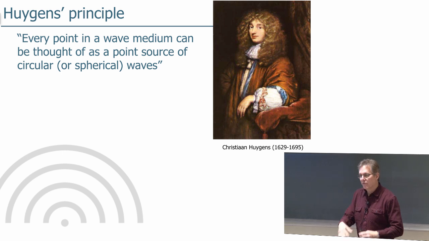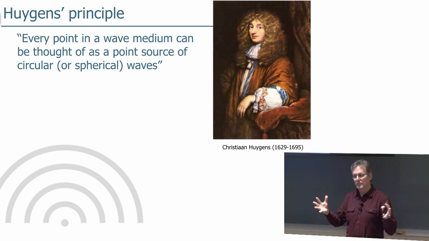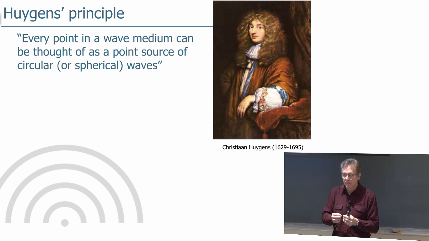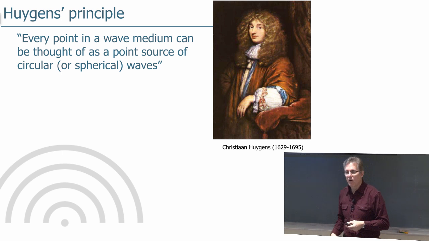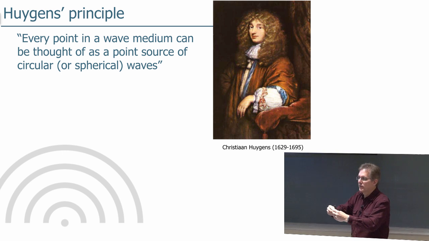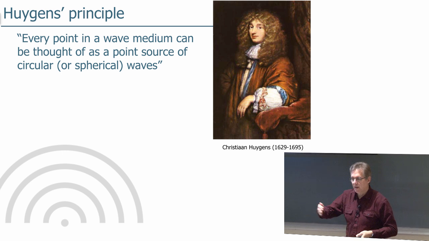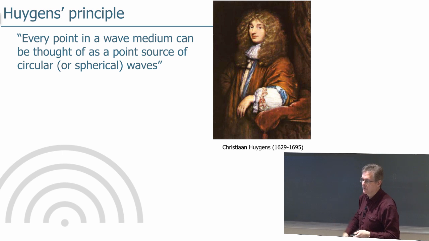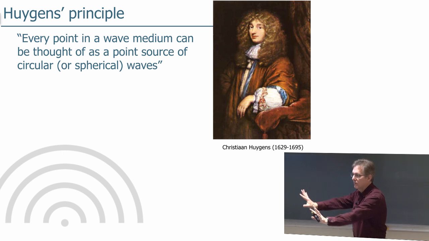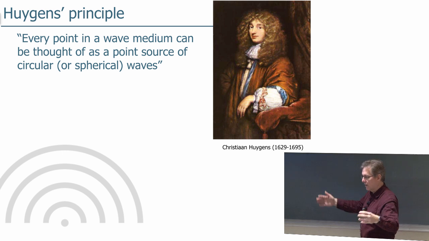After studying wave phenomena, he came up with the hypothesis that every point in a wave medium can be thought of as a point source of circular, or in three dimensions, spherical waves emanating from that point. So if you have waves traveling in water, every point in the water can be thought of as emanating circular waves. That seems a little odd because we see waves marching along as plane waves, even in water, right? Waves hitting the shore of the ocean are coming in like big lines. They're not all spreading out.